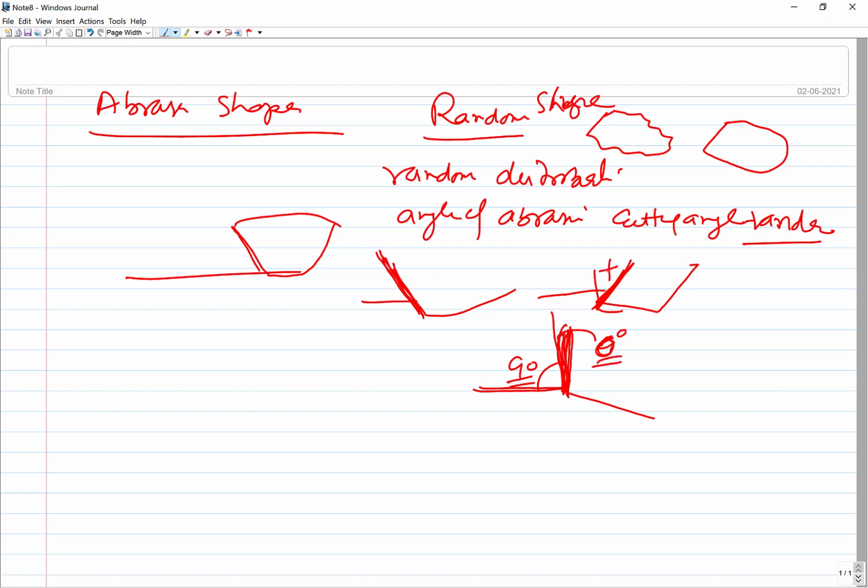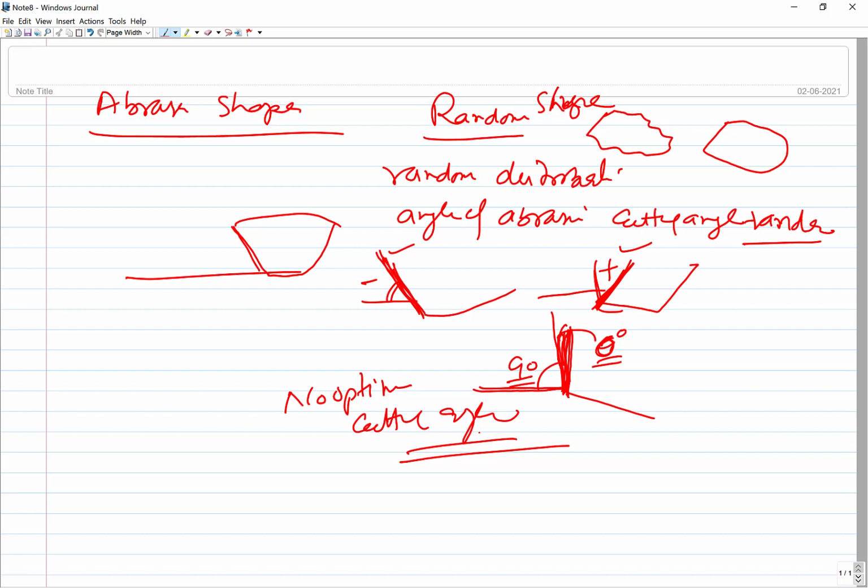Here the rake is positive and here the rake is negative, because the cutting angles which can be effective during grinding can vary significantly from 0 to positive to negative. So it is random, there is no optimum cutting angle in the grinding process. It can vary significantly.